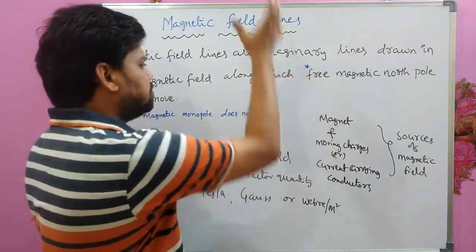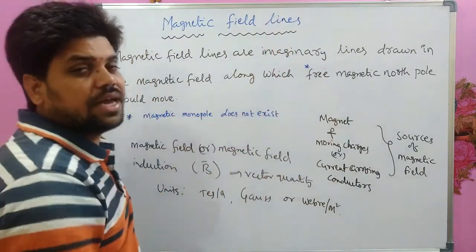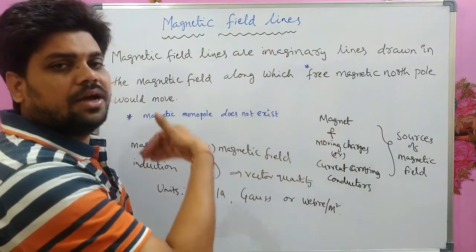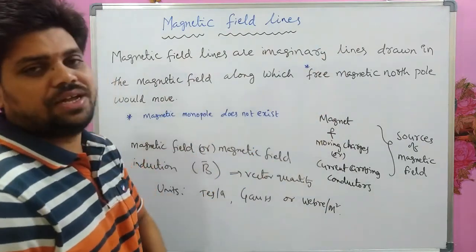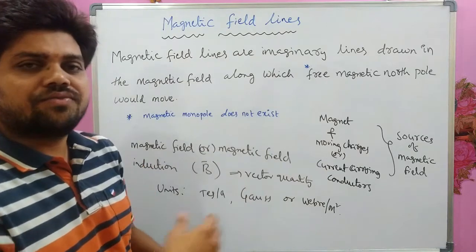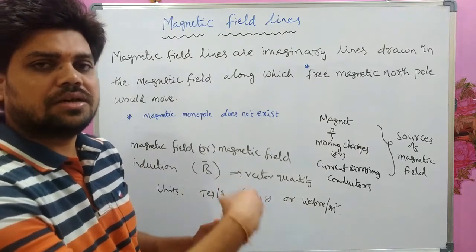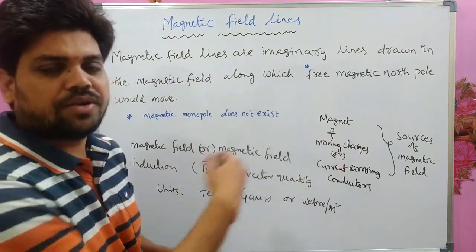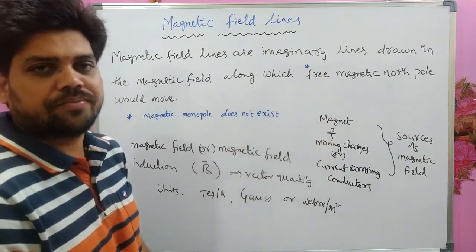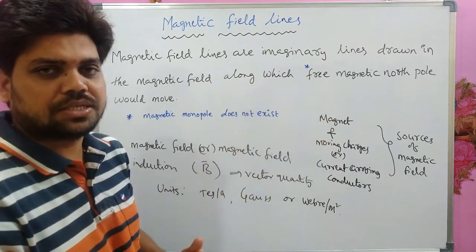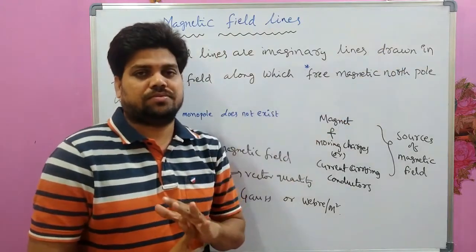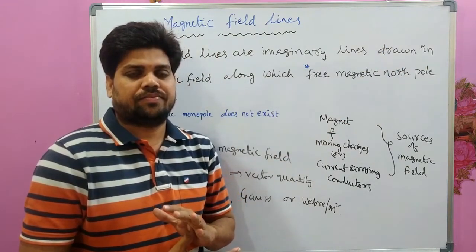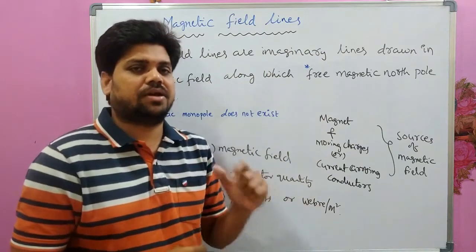Okay, this is quite similar to the definition of electric field line. There we talk about electric field lines being imaginary lines drawn in the electric field along which a free, you can say, positive charge is moving, a test positive charge. So positive charge is analogous to north pole. This is how you have to compare.